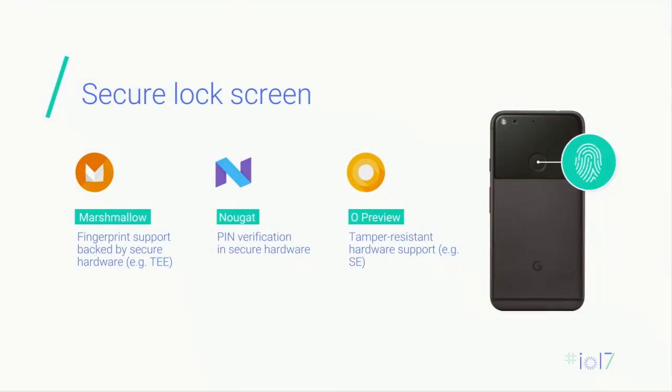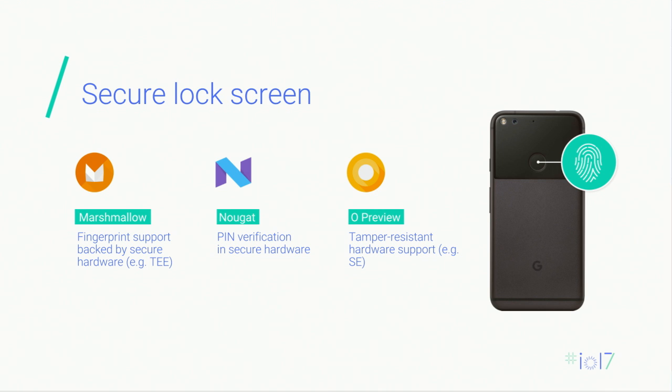Another way in which we are protecting user data is to improve the secure lock screen experience. With Android Marshmallow, we introduced official support for fingerprint sensors. And that had a significant impact on the adoption rate of a secure lock screen. Also, we have been working with manufacturers to put in requirements to make the implementation of a secure lock screen much more secure over time.